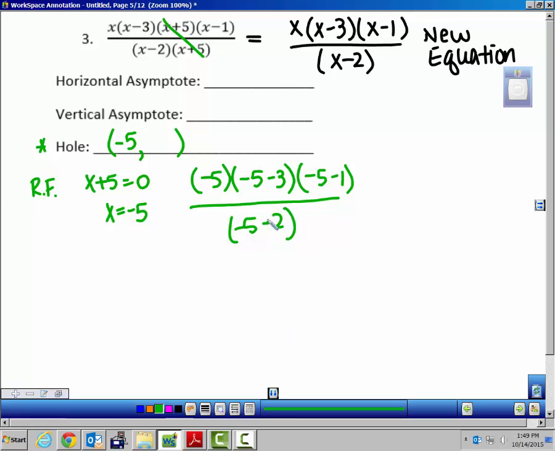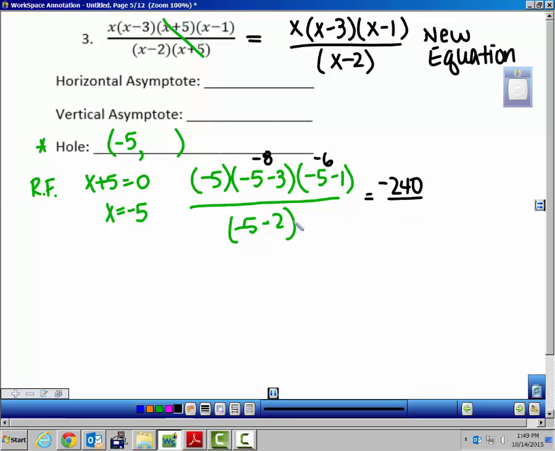Alright, so now we're going to calculate and find our y value. So do what's in parentheses first. We have -5 and -3 is -8, and -5 and -1 is -6. So when we multiply, we do 5 times 8 times 6, which is 240, and you have a negative times a negative times a negative, which is still a negative.